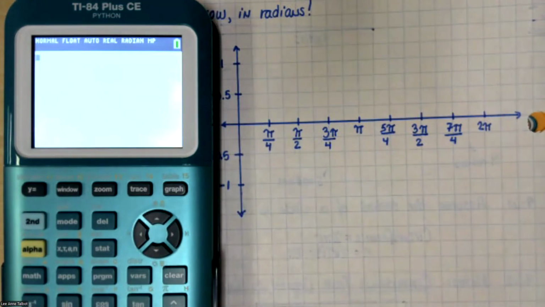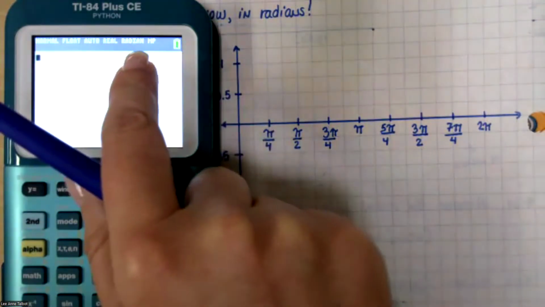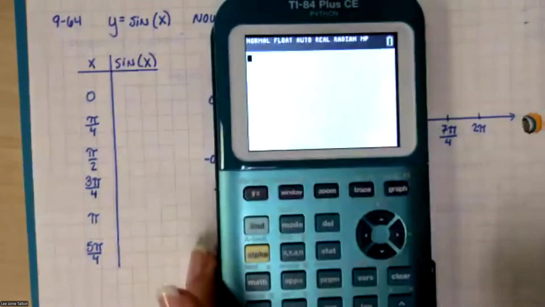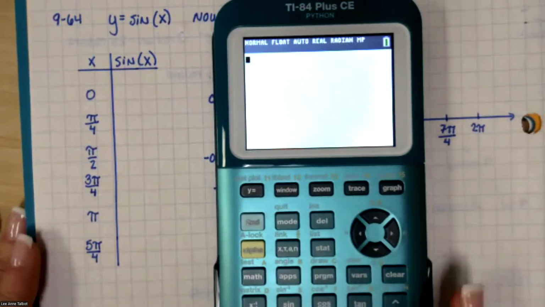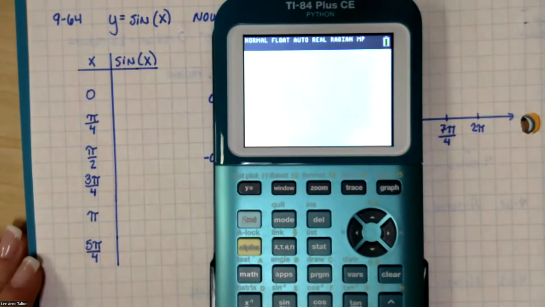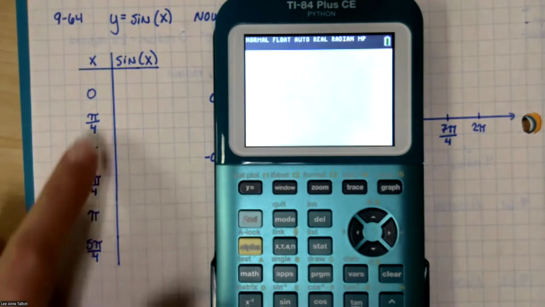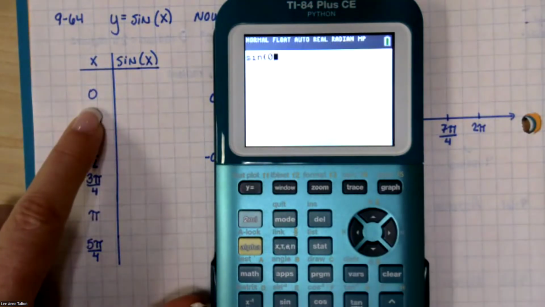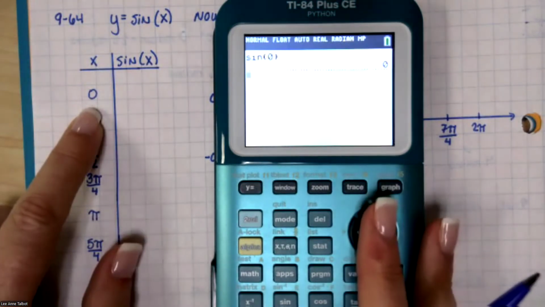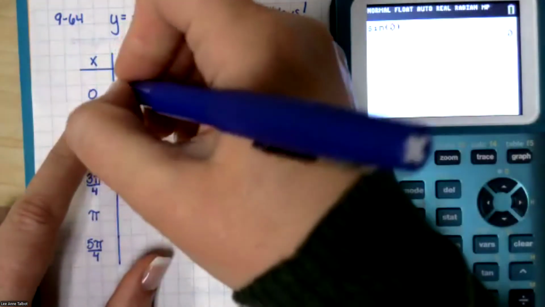Okay, so we're going to fill out our table using our calculator. It should say radians up here now. And from this moment forward, you are now responsible for what mode your calculator's in. You need to know if the problem has degrees or radians in it. Okay, sine of 0 is 0. Okay, great.